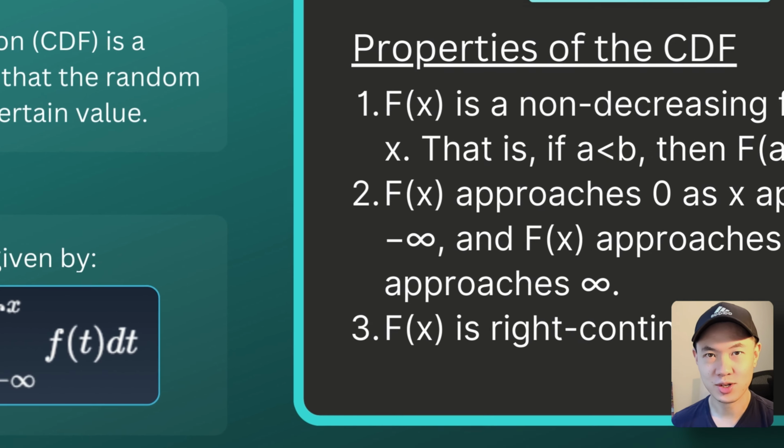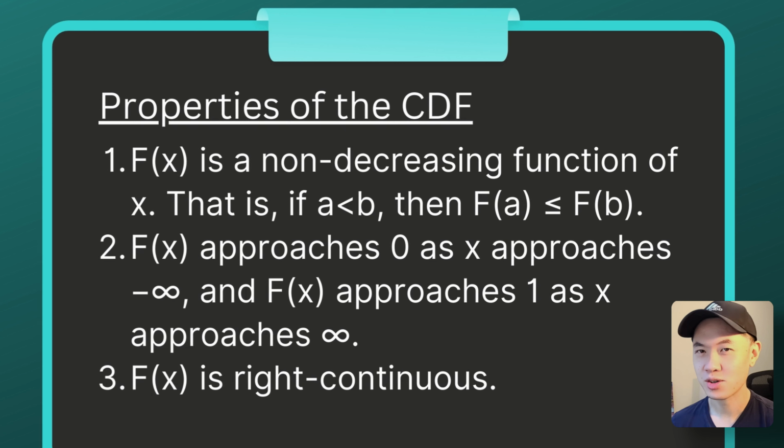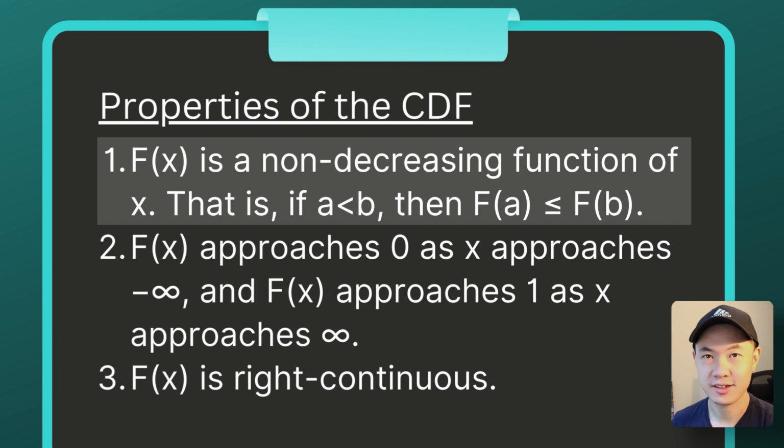The CDF also has 3 properties that it must satisfy. These aren't really going to show up directly on the exam, but if you're calculating a CDF and it seems like your CDF is violating one of these properties, then that should be an alarm that something's off. The first property is that the CDF is a non-decreasing function of x. So as x increases, the CDF must also stay the same or increase. And that makes sense from the definition because we're taking the integral from negative infinity to x. So if x gets higher, the range of our integral also increases.